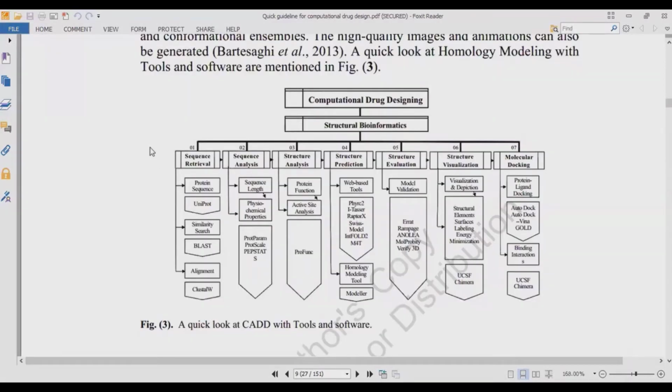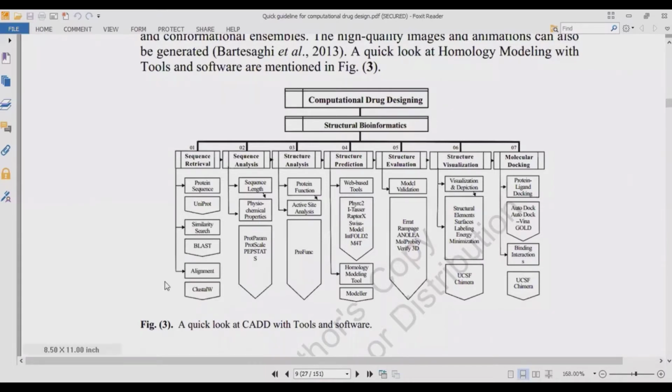So there are 7 chapters in this book, and each slide depicts the description of one chapter. Chapter number 1 is sequence retrieval, which covers protein sequence analysis, from where you will retrieve the protein sequence. Usually we use UniProt for that. Then similarity search, and for similarity search we use BLAST. There are different types of BLAST software. You know BLASTP, TBLASTX, BLASTX, TBLASTN, and so on.